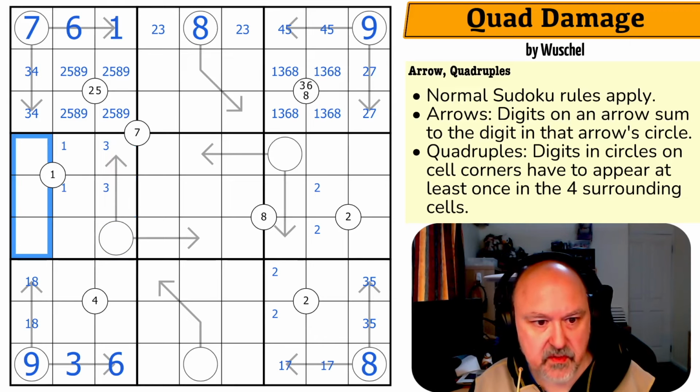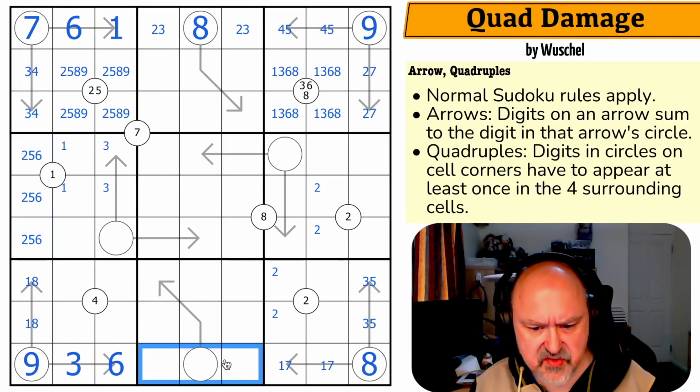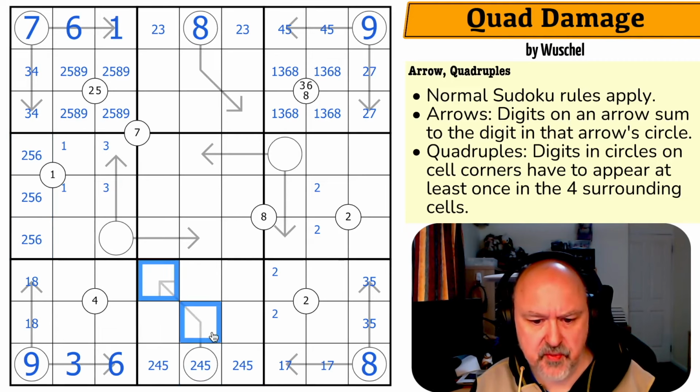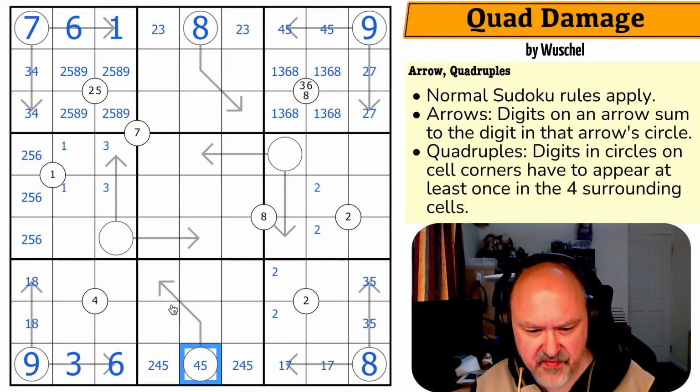But this triple is 2, 5, 6. Okay, this triple is 2, 4, 5. Now, this can't be 2 because these would have to both be 1. And if they're... This is 4 or 5.